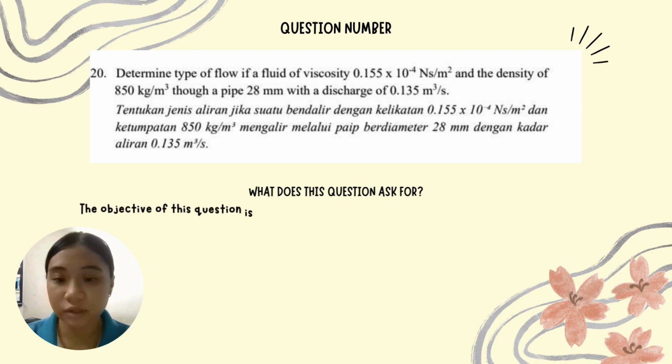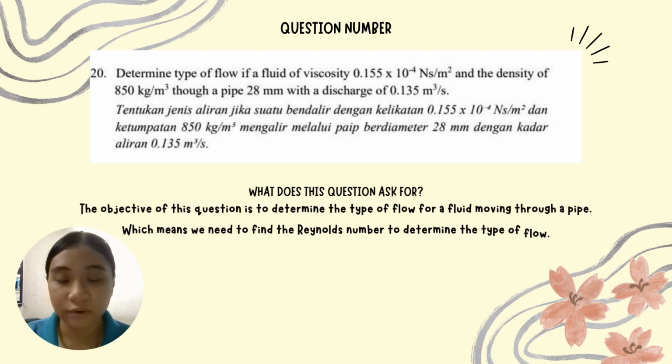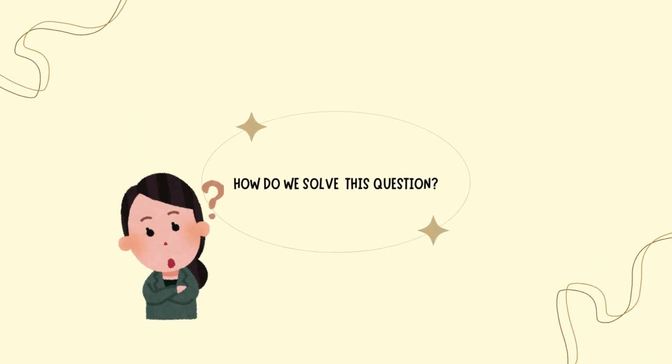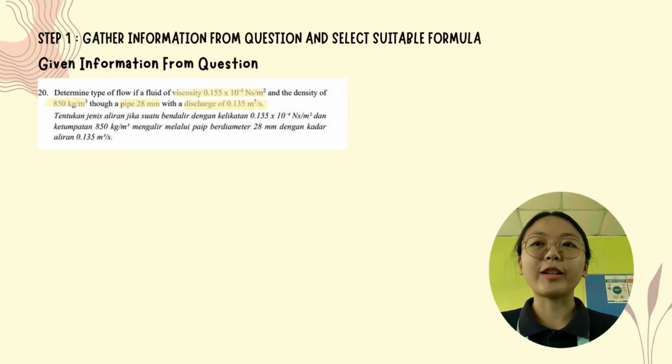The objective of this question is to determine the type of flow for a fluid moving through a pipe, which means we need to find the Reynolds number to determine the type of flow. So how do we solve this question? Step 1. We need to gather information from the question and select the suitable formula.